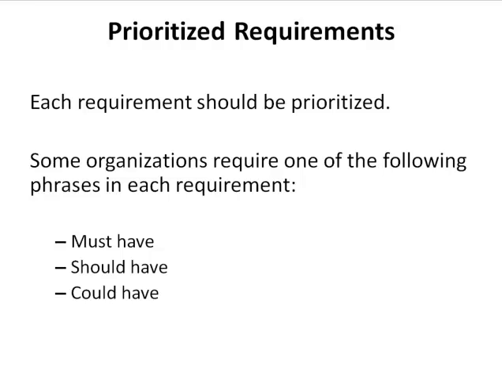If it says could have, then you know that's one of those optional requirements. If you're running into a time constraint, a resource constraint, a money constraint, any of those things, the things that say could have are the things that you could drop from this initial project and hold them for a later release, an upgrade to the application. So some organizations require that phrase be included in the requirements.